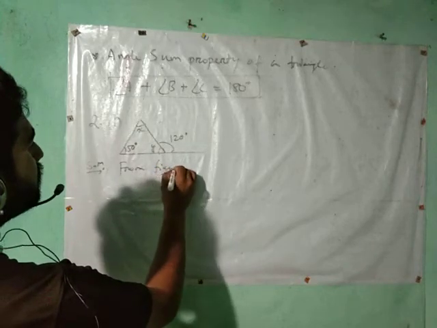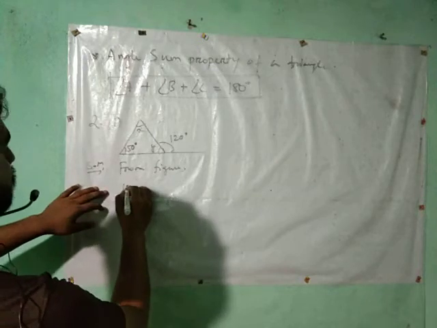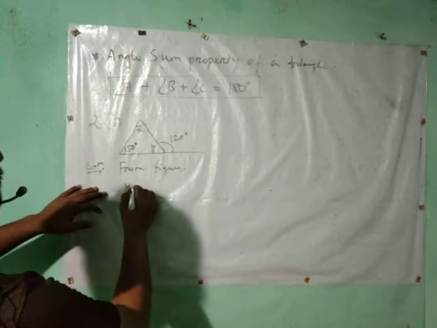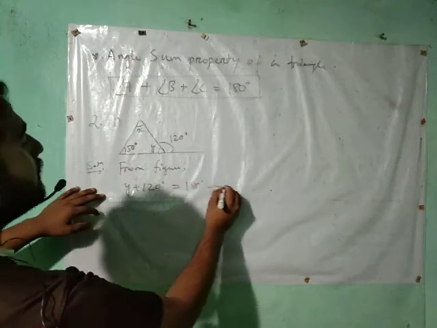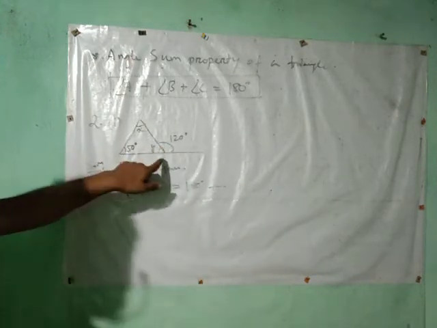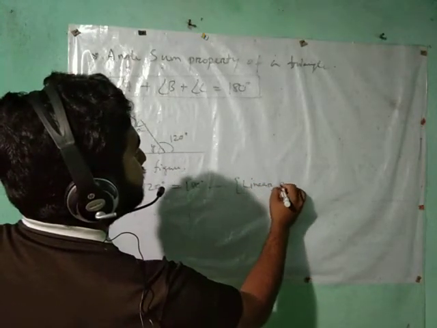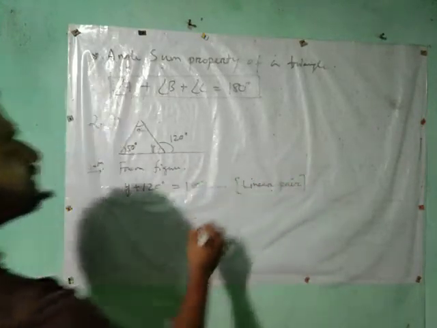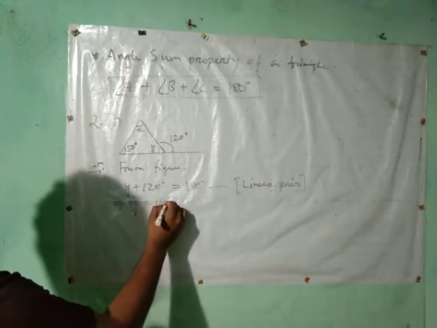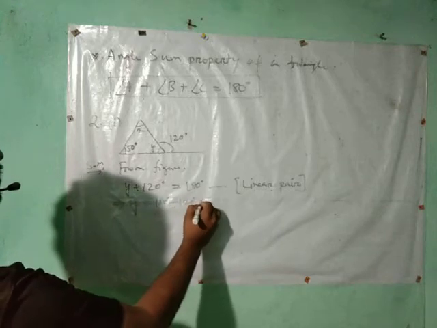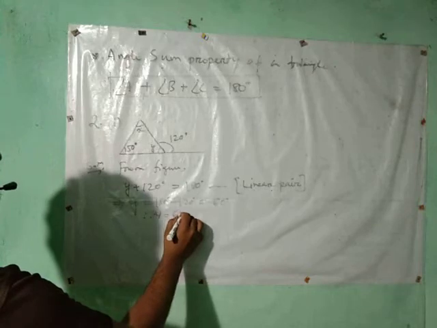From the figure, if you add these two, you will get how much? y plus 120 degree equals 180 degree. Why? Because these two make a linear pair. So write down linear pair, right? So find the value of y from here. 180 degree minus 120 degree. So your value will be what? 60 degree. Therefore y equals 60 degree.